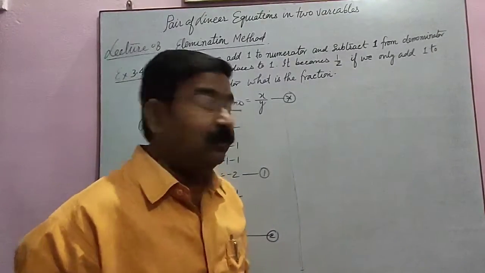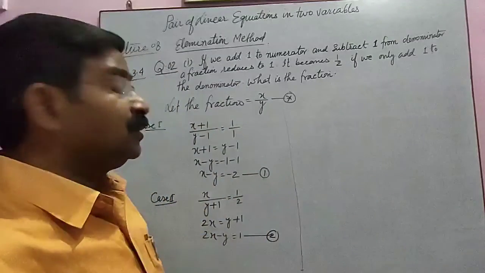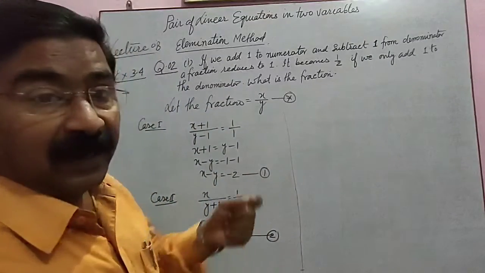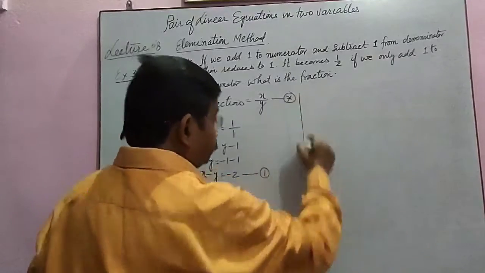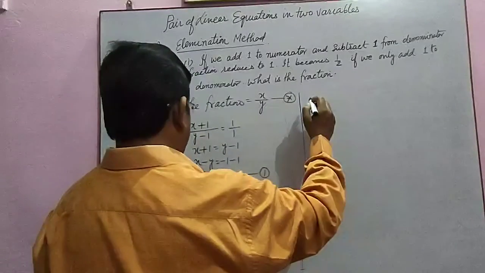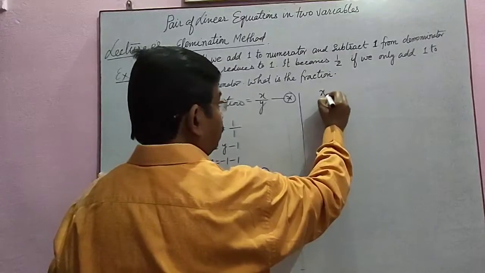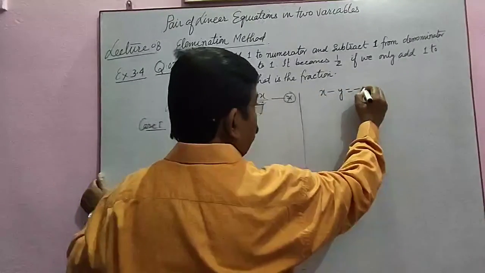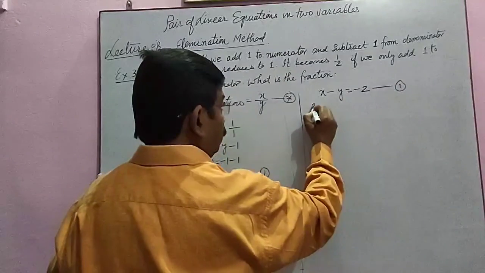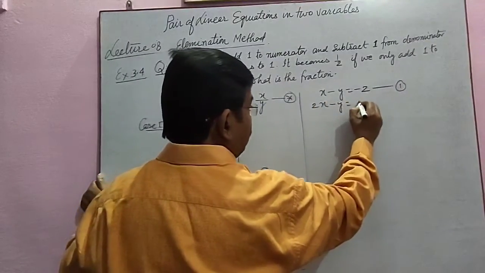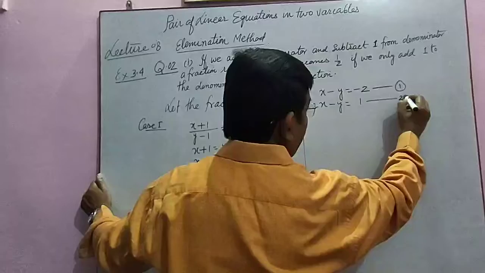Now we have to solve these two equations by the elimination method. I have told already, but I am going to solve this. Let's see. We have the first equation, x minus y is equal to minus 2. This is equation number 1. Second one is 2x minus y is equal to 1. Equation number 2.